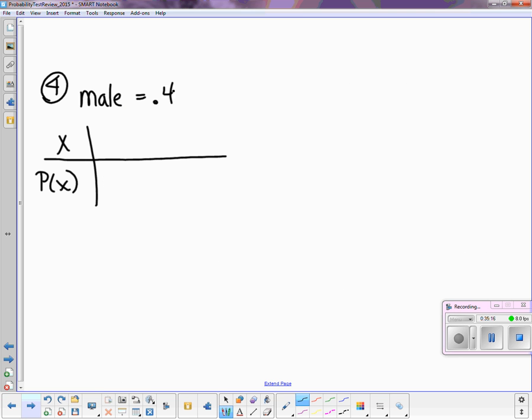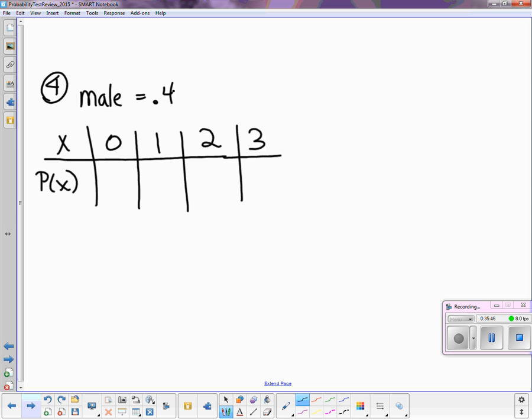So let's decide what the outcomes are. When we read this problem, it says a cat has 3 kittens. What is the probability distribution for the number of male kittens in the litter? So if we have 3 kittens, don't you agree that all 3 could be male? What are some other possible outcomes? 2 of the 3 could be male. 1 of the 3 could be male. Or none of them could be male.